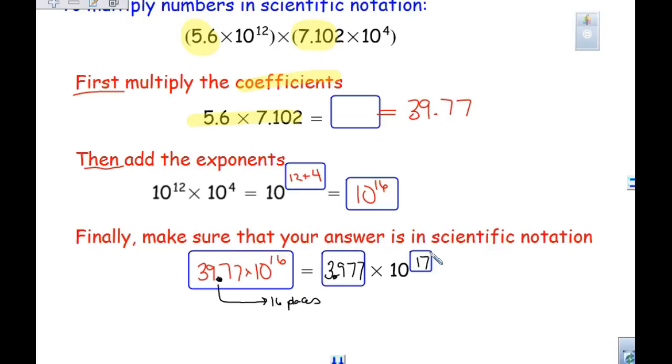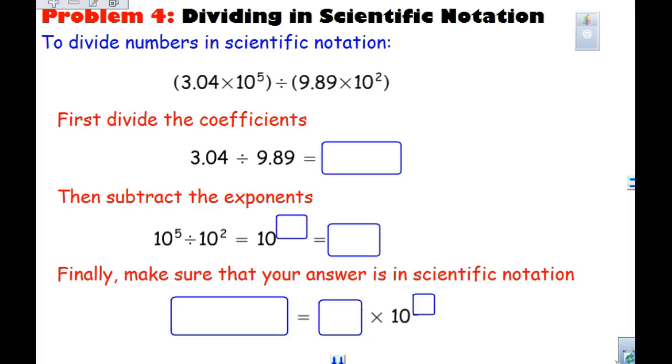Let's do a division one on the next part down in your notes, and then we're going to do a couple practice ones. So again, when you're doing division, one of the things we want to look at is we're going to divide, it says, the coefficients. I want you to write this problem right behind here as 3.04 times 10 to the 5th, all divided by 9.89 times 10 to the 2nd. Because on the worksheet that we do, this is how yours is going to look.